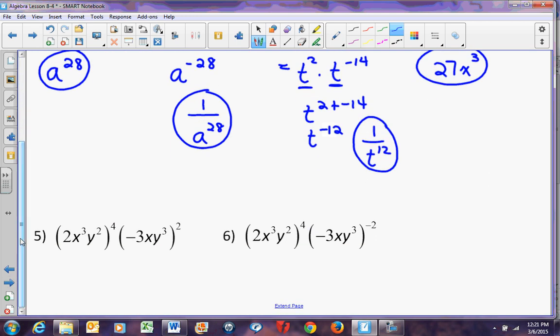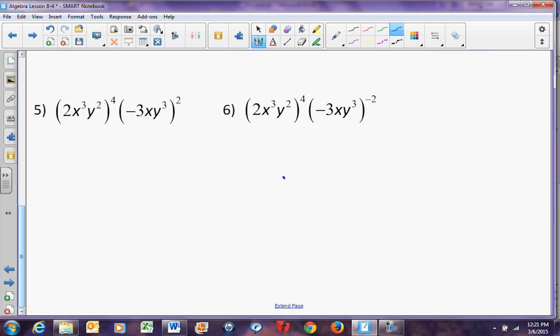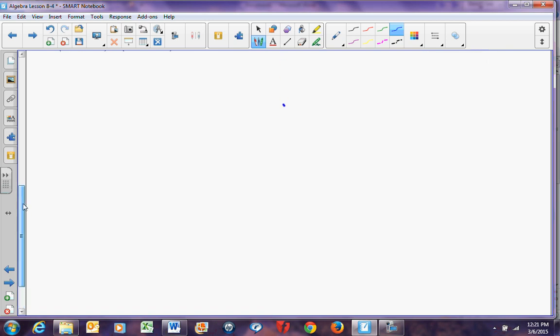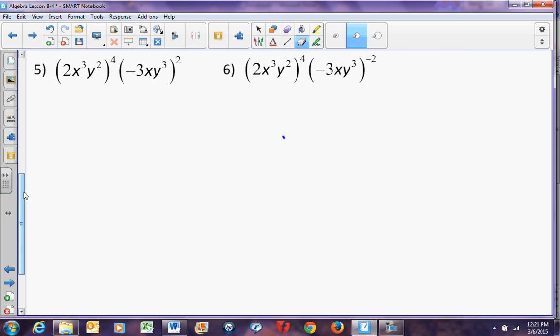5 and 6. These are a bit more complicated. So let's take a look at these a little bit more carefully here. Number 5, I'm taking (2x to the 3rd y squared) quantity to the 4th power, and I'm multiplying that by (negative 3xy cubed) quantity squared. I'm going to take care of each parenthesis individually, because it's a lot easier than trying to deal with the whole problem at one time. Take it step by step, and it's not so hard.